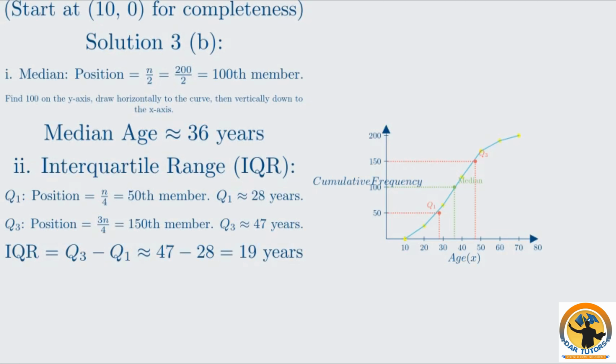Reading from the curve, Q1 is about 28 and Q3 is about 47. The IQR is then 47 minus 28, which is 19 years.